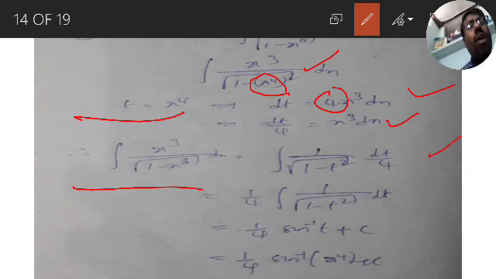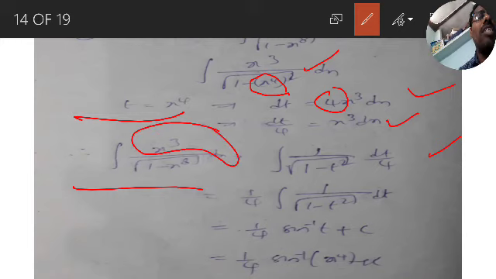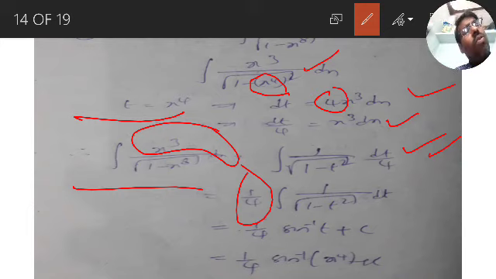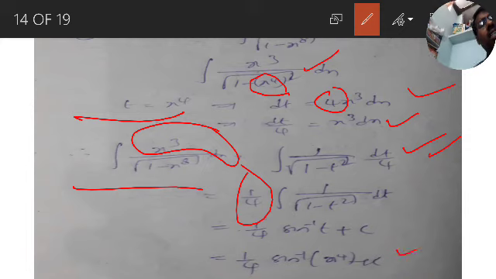What happens? Integration of 1 by square root of 1 minus t square into dx is equal to dt by x cube into dx. X cube into dx is equal to dt by 4. 1 by 4 constant. Integration of 1 by square root of 1 minus t square dt, that is 1 by 4 into integration of 1 by square root of 1 minus t square dt is sin inverse t. At t is equal to x to the power of 4, the answer is 1 by 4 into sin inverse of x power of 4 plus c.